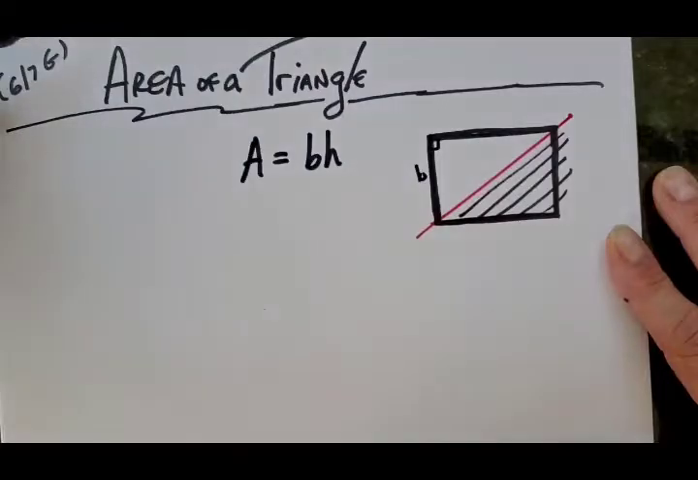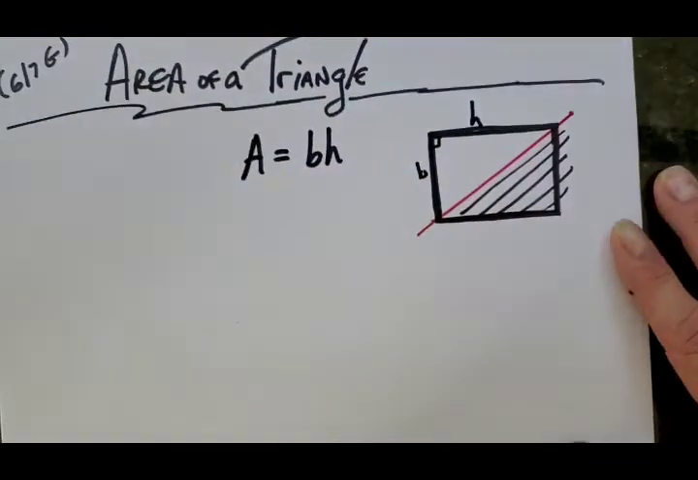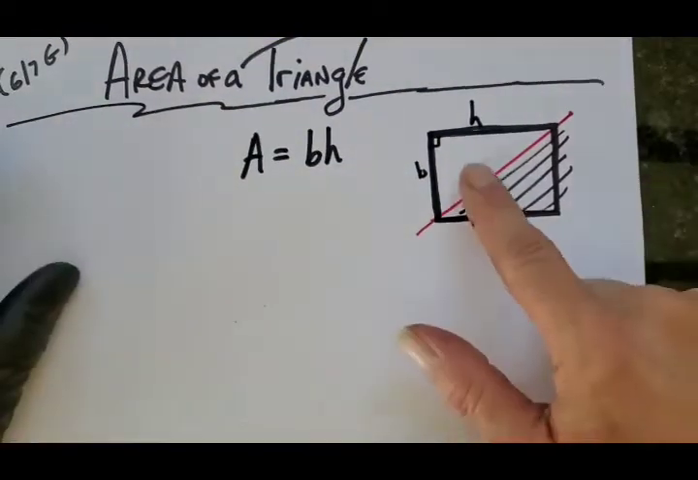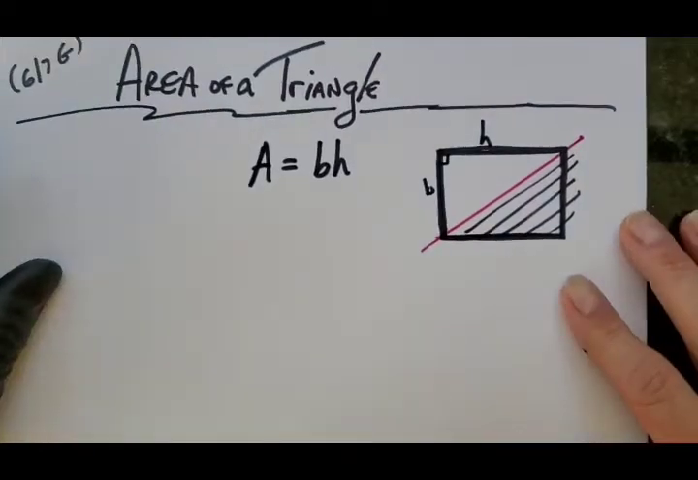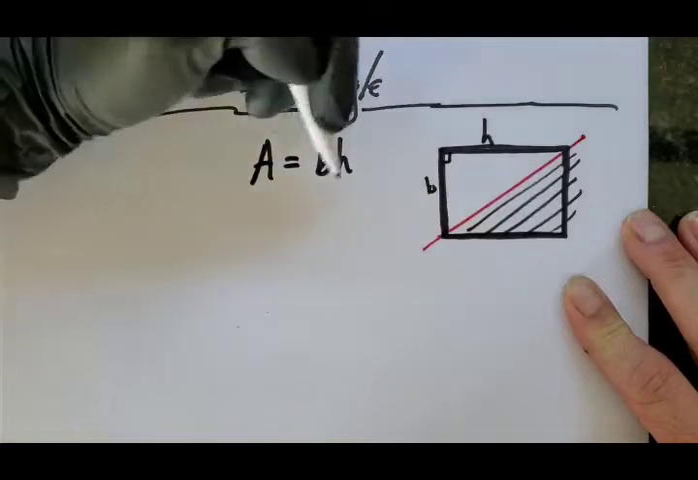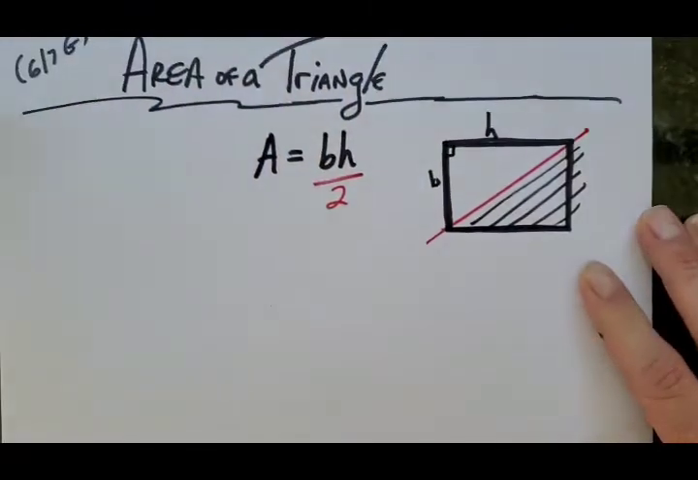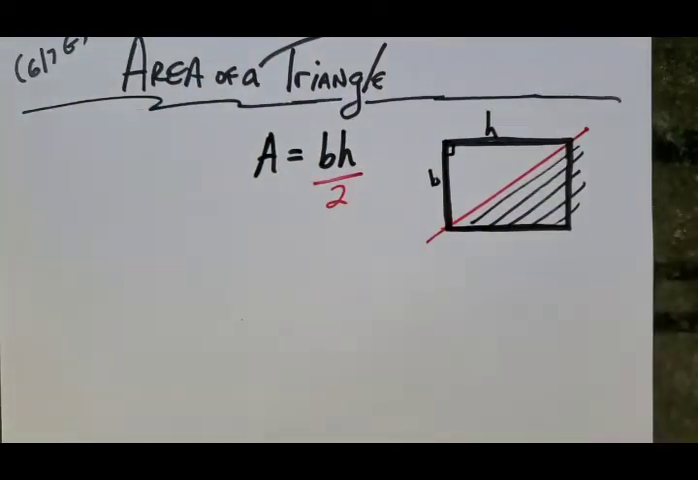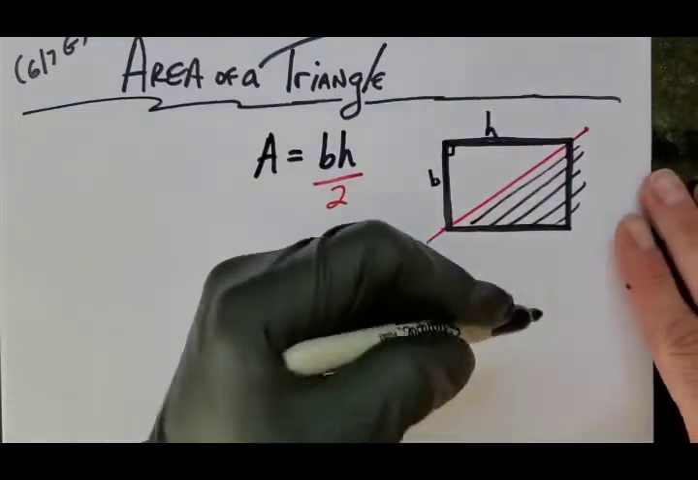We can call one of those sides the base. We can call the other side the height. So to find the area that's still left, it's really the base times the height, and then you divide it by 2. Okay? That's really all there is to it.